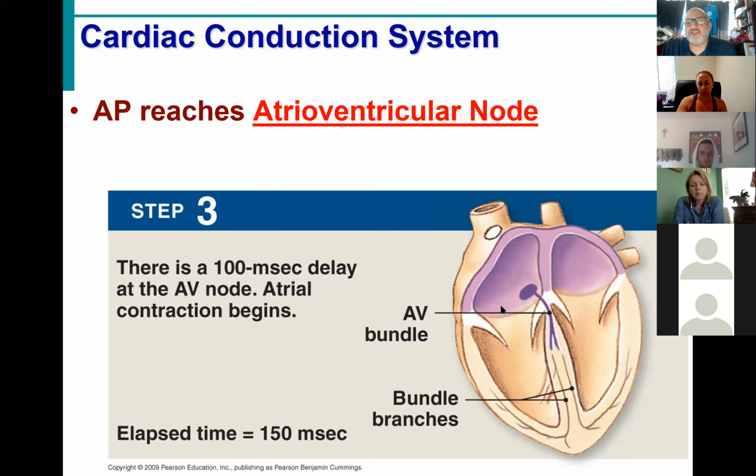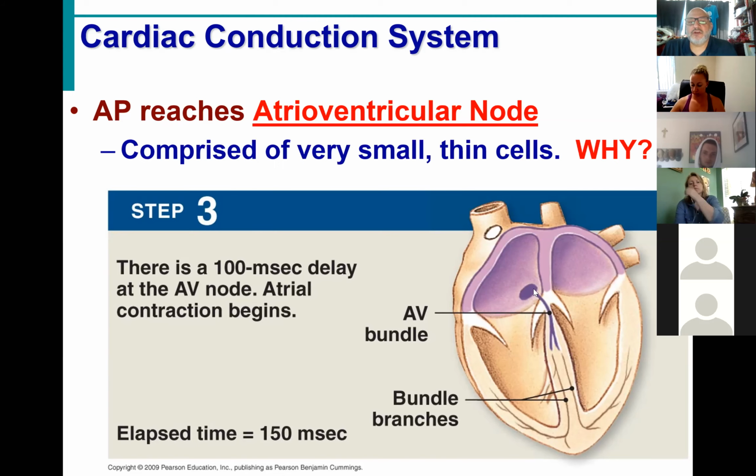Now, as it's spreading across the atria, it can't get to the ventricles because of that pesky fibrous skeleton, but it can get to the atrioventricular node. And as we said, that atrioventricular node has very small, very thin cells. And what's the advantage of that? It adds more resistance, absolutely. It increases the resistance, which decreases the flow, which delays the spread. So this delays the spread of the action potential.